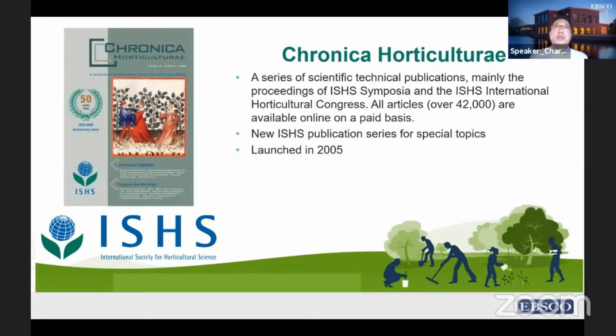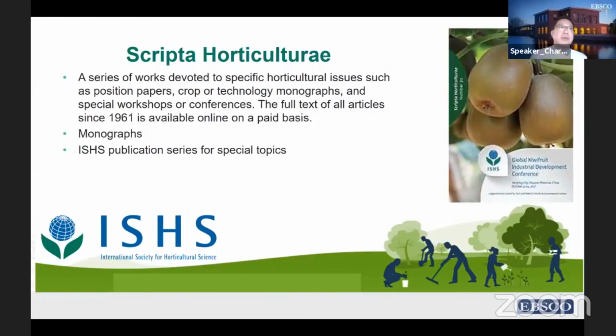They also have Chronica Horticulturae. It was launched in 2005. And another one is called Scripta Horticulturae. For this particular publication, it's a monograph. Okay. So they also published this one in case there are those interested. They also have other publications. Okay. So this is just a brief information on the publisher itself and the journal that we subscribe to.